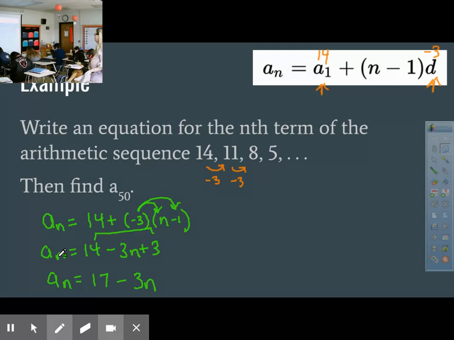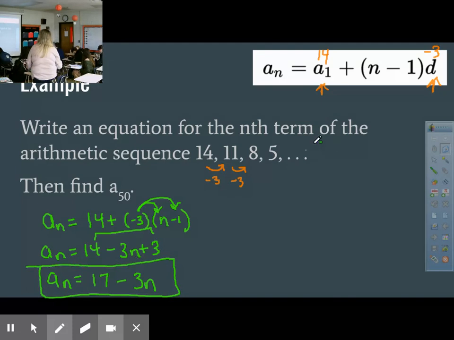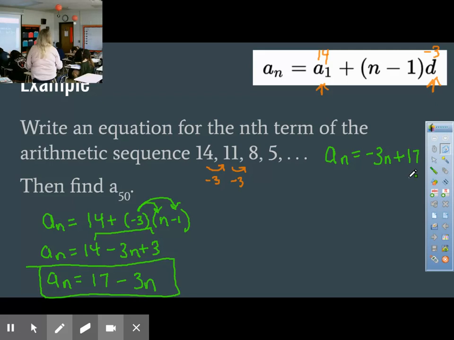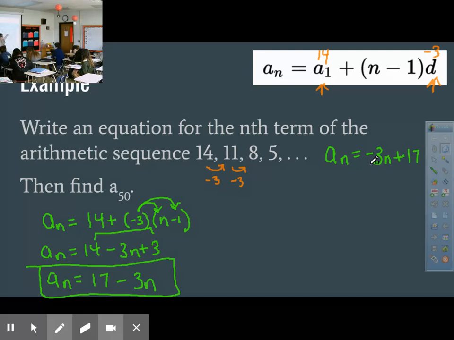If you wanted it in slope-intercept form, you would write it as negative 3n plus 17, but that's completely up to you. That's all we have to do? Well, that's the first part. So this is a formula you can use. You can write it as negative 3n plus 17 if you like slope-intercept form, or 17 minus 3n. Either one's fine. If I wanted to find the third term, a sub 3, I would plug in 3 for n. So negative 3 times 3 is negative 9, and negative 9 plus 17 is positive 8. Is my third term positive 8?